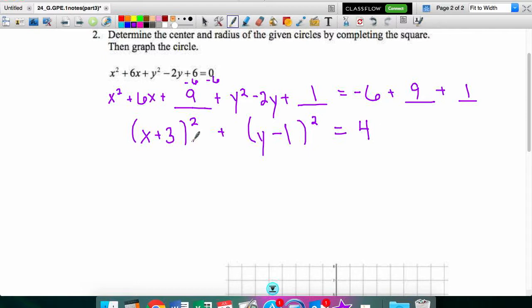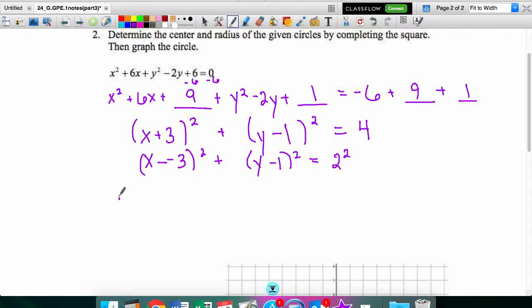So here's our standard equation, but if we want to pull out the center and the radius, we might want to rewrite any positives as a double negative. So the plus 3 becomes a double negative. And we'll rewrite our constant on the right as something squared. So 2 squared gives us 4.